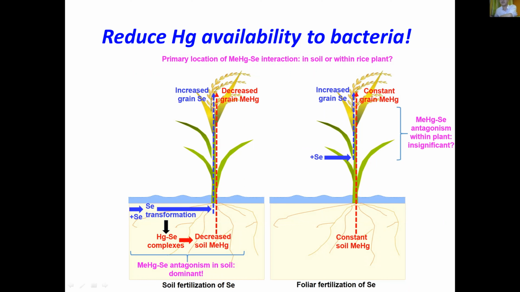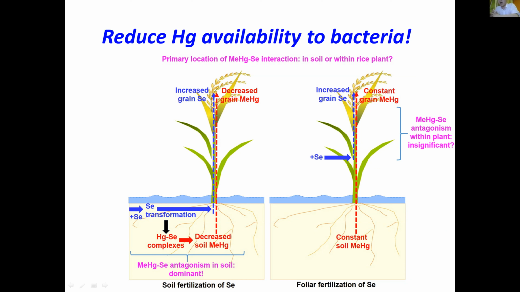And consequently, this will decrease the methylmercury uptake by the rice plant, and finally, the methylmercury concentrations in the rice grains. And this could be the main reason for the reduced grain methylmercury concentrations under selenium amendment. However, if the selenium is applied on the leaves of the plant, the selenium can also enter into the plants, but there could be no interactions between the selenium and methylmercury within the rice plants. And so in that case, there is no change of grain methylmercury concentrations under selenium amendment, although the selenium concentrations in the rice tissues also increase.